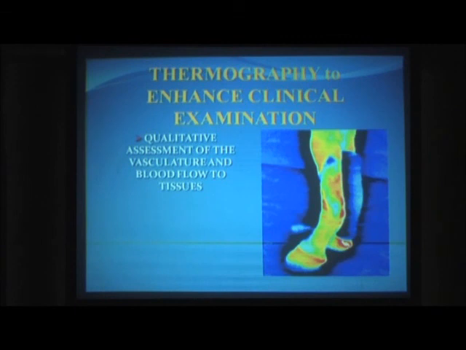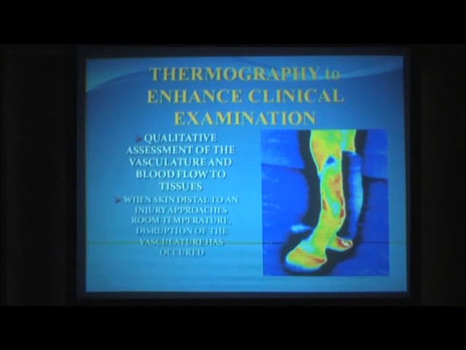Vasculature and blood flow to tissues. Where do we have problems? When the skin distal to the area of injury approaches room temperature, disruption of the vasculature has occurred. So where do we see that difference? Right there. So what's going to happen with his leg? His leg has been bandaged, and the bandage is taken off, and the bandage was too tight, and basically has compromised the vasculature of that leg. And that horse had some serious issues going on with that leg for probably 3 months because the way they had been told to bandage it was improper, and the bandage was way too tight.